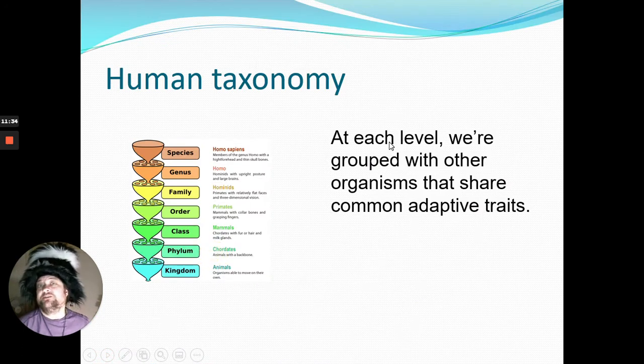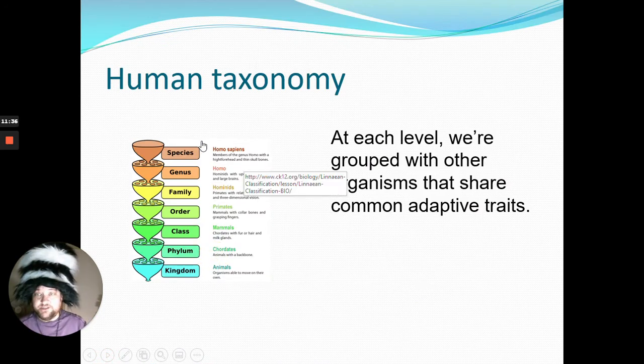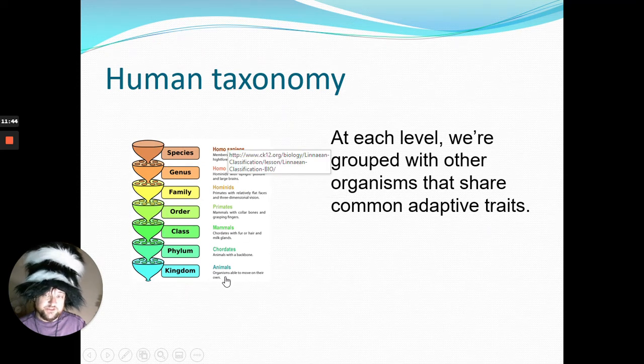So in terms of humans, how does this have to do with humans? Well, here's our species, Homo sapiens, and at each level we see, again, we go to the other extreme. We're part of the animal kingdom. We're chordates. We're mammals. And mammals, as a class, are divided into a whole bunch of orders. And the order that we belong to is primates.